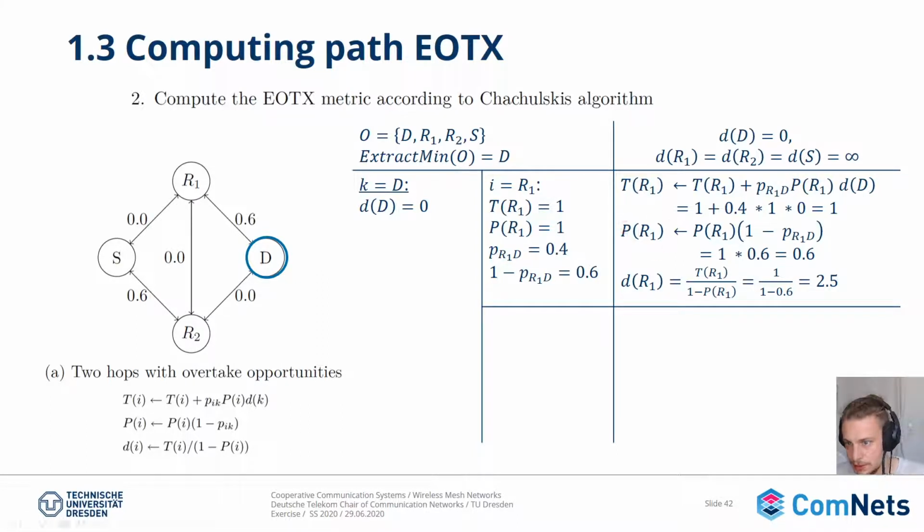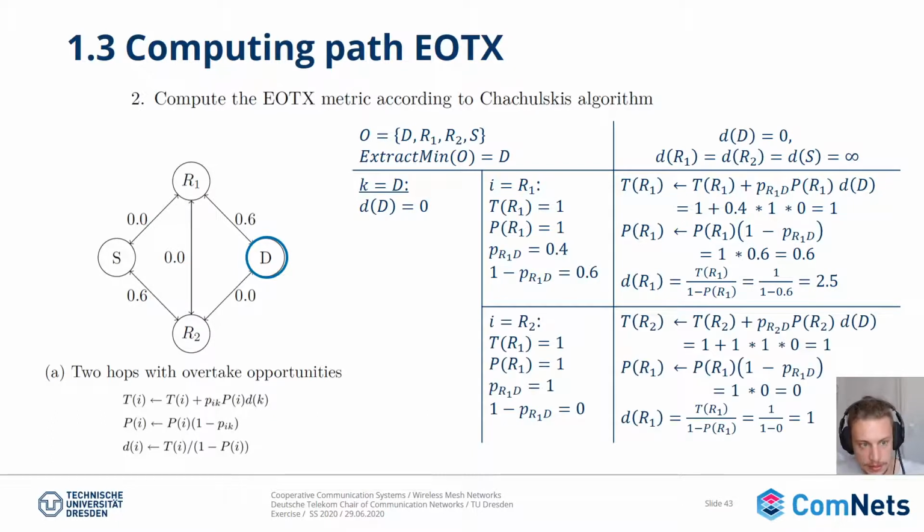The value for p changes. We can just very comfortably look up the values here and fill them in, t and p still being the initial guesses, and then we can update the distance of R1 to D. So this one is nothing else than the ETX value for this connection here. It's clear because there's no multipath, no opportunistic connection going on until now.